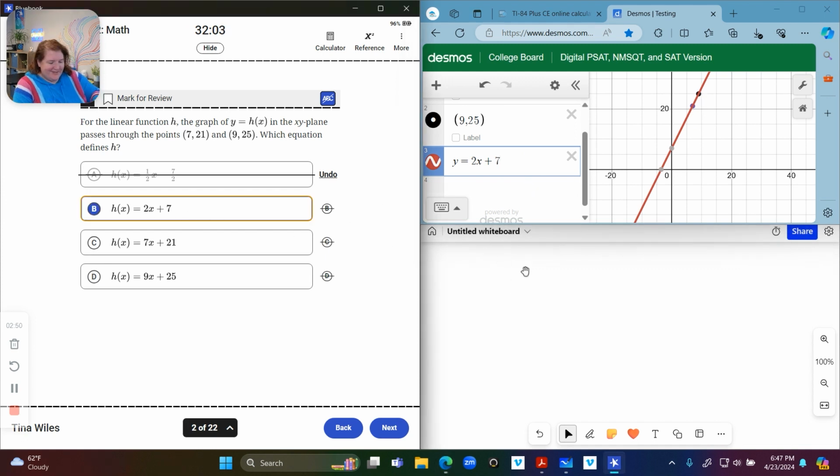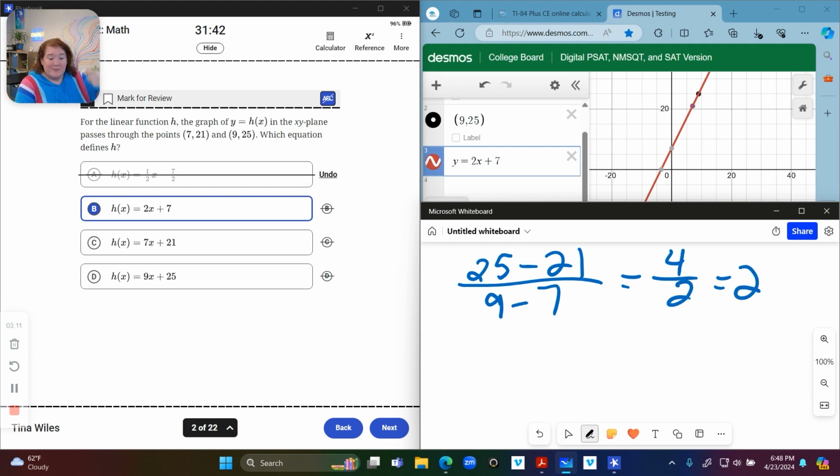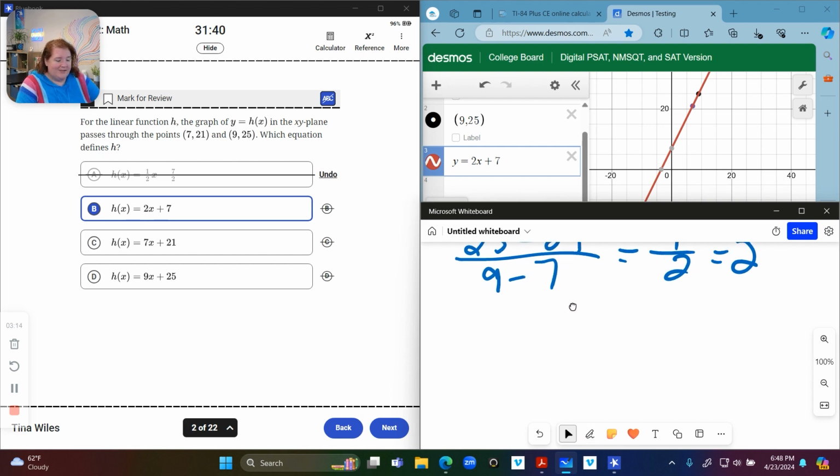I can solve this algebraically by using the slope formula, which is y2 minus y1 over x2 minus x1. So 25 minus 21 is 4, over 9 minus 7, which is 2. That means my slope is 2, and choice B was the only one that had a slope of 2.